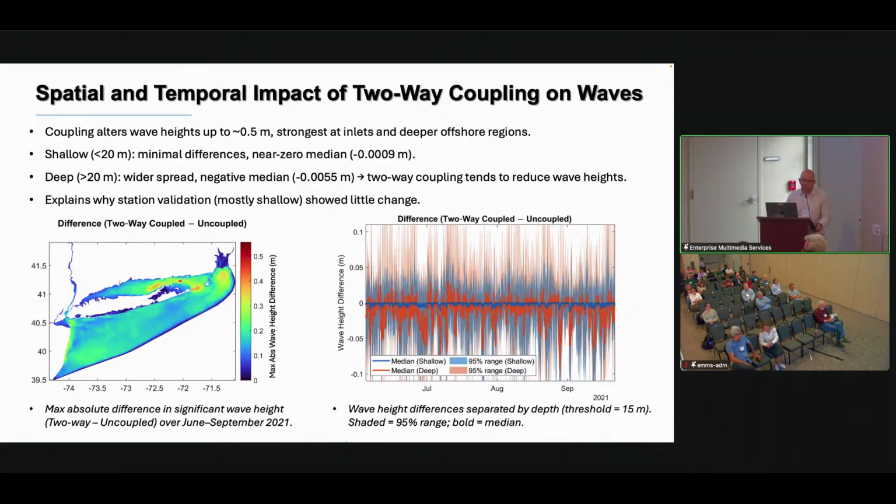The time series on the right shows the 95 percentile range in shades. The blue is for the shallow area, less than 20 meters, and the red is for deep area, above 20 meters, and the median is shown with bold lines. Again, we see that most of these wave differences are happening at the offshore regions and not at the nearshore areas.